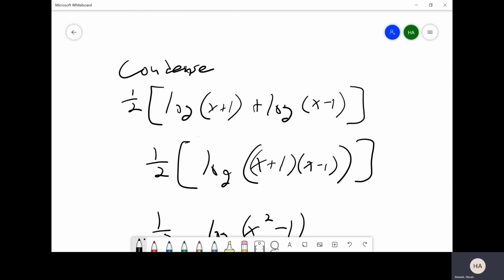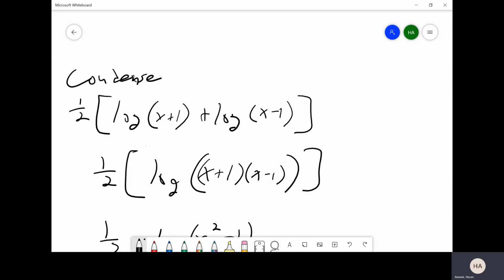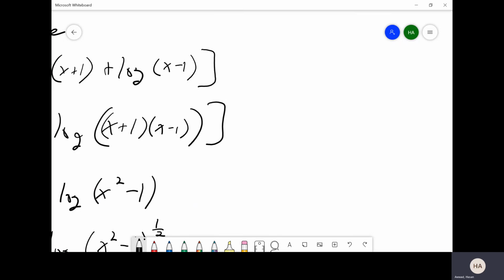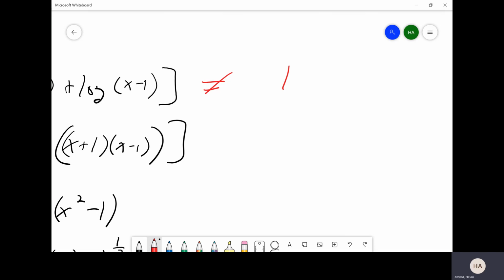Please do not make the mistake that I see quite often, and I'm sure as I say this, many of you are gearing up to make this mistake, and that's okay. I expect it, but don't make the mistake of thinking what this turns into. And I'm just going to put this in red. This is not equal to log of x plus 1 times log of x minus 1. Okay, these are not equivalent.